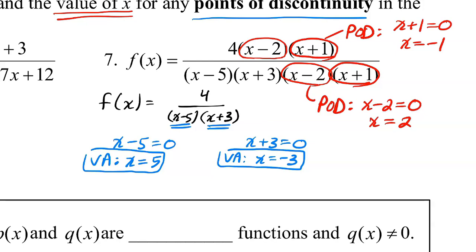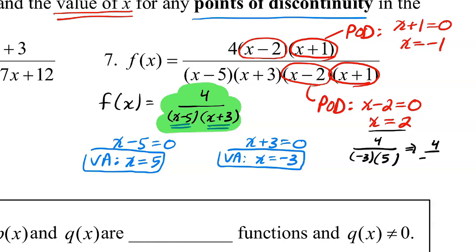Now for the points of discontinuity, to find the y-coordinates, you weren't asked to, but I think it might be helpful to. To find the y-coordinates, you're going to use this simplified function right here, and you're going to plug in the x-coordinate that we found. So that would be 4 over (2 minus 5)(2 plus 3). That would give us 4 over -15. So we have a point of discontinuity at the coordinates (2, -4/15).